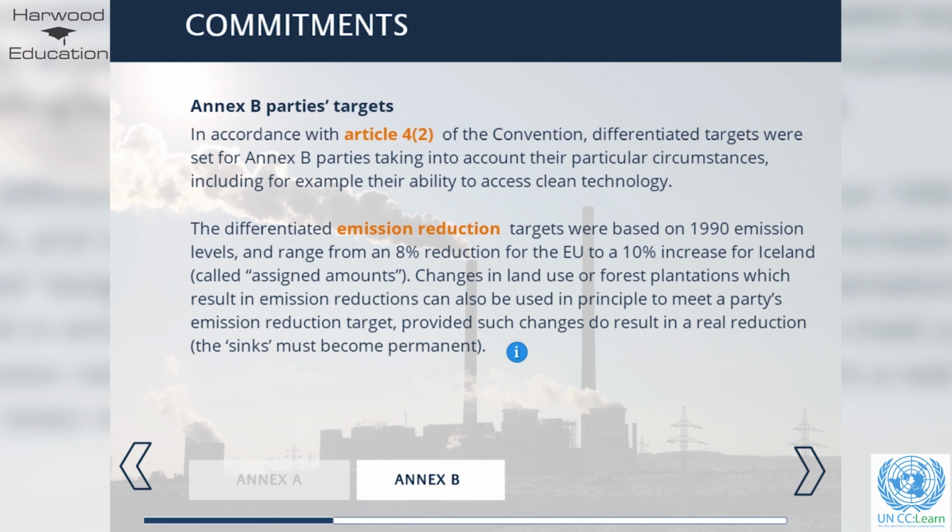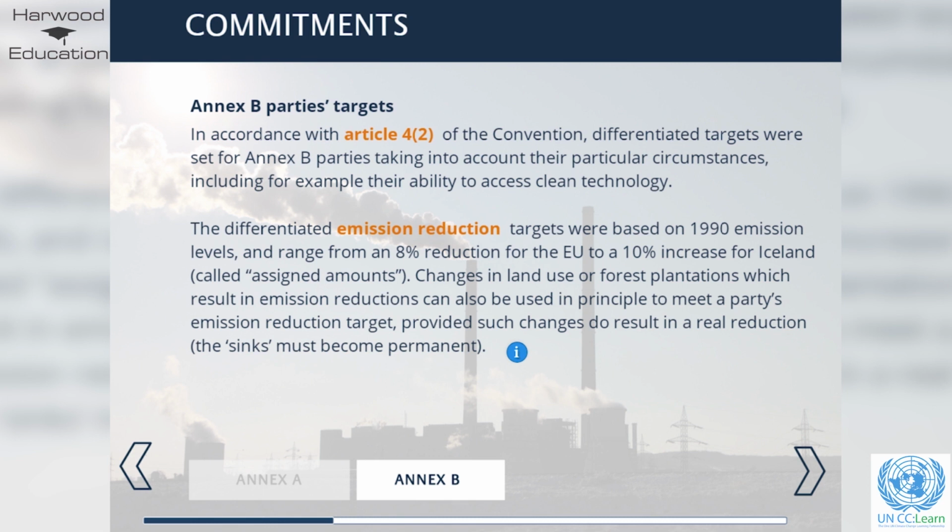Commitments. Annex B parties' targets. In accordance with Article 4(2) of the Convention, differentiated targets were set for Annex B parties taking into account their particular circumstances, including, for example, their ability to access clean technology. The differentiated emission reduction targets were based on 1990 emission levels and range from an 8% reduction for the EU to a 10% increase for Iceland, called assigned amounts.